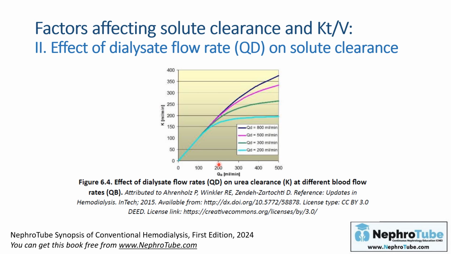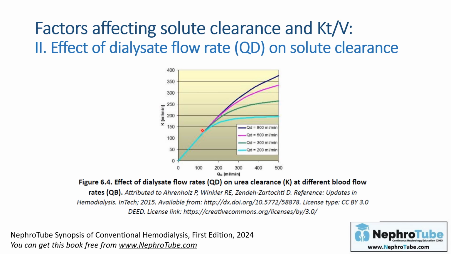At a blood flow rate of 200, there is no difference in clearance if I used a dialysate of 800 or 500. And check here at 350 blood flow rate. Again, the clearance between 800 and 500 dialysate flow rate is not that much. The urea clearance increased only from 5 to 8%. And this is not that much to justify increasing the dialysate flow rate from 500 to 800 and losing a lot of water during the hemodialysis session.